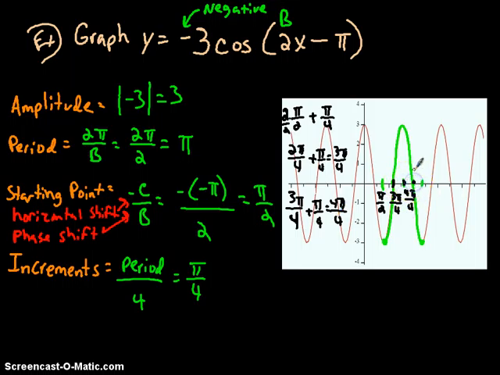Here would be 5 pi over 4. Here would be 6 pi over 4. So yours may have those numbers on the graph or something like that. And that's it. That's how you graph the cosine graph.